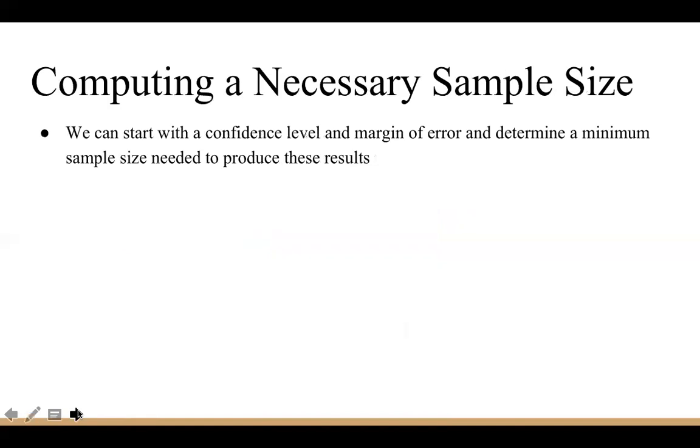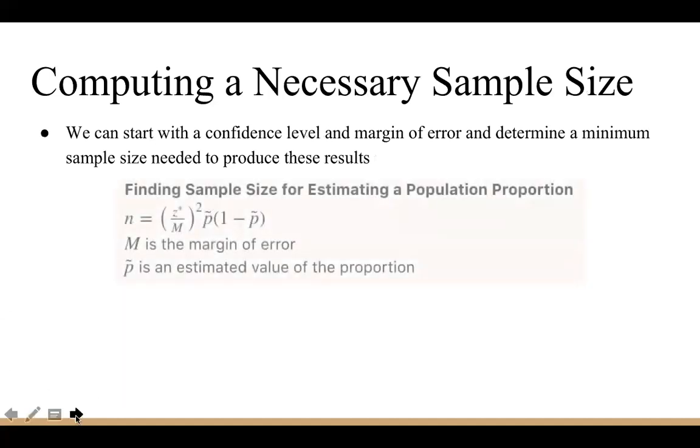So sometimes you'll have to compute a necessary sample size. I think of it as working backwards. So we start with the confidence level and a margin of error that's given to us, and we have to determine a minimal sample size needed in order to produce those results. So instead of starting with the sample size and determining a margin of error, we start with a confidence level and margin of error to determine the sample size needed to produce those results.